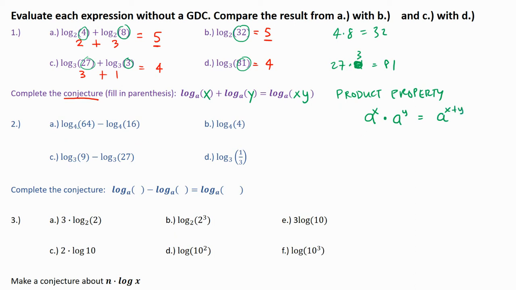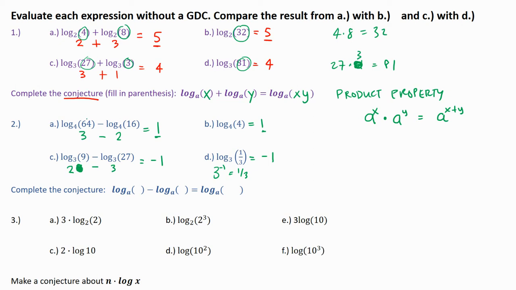Okay, number 2, log base 4 of 64 is 3 minus log base 4 of 16 is 2, so this expression equals 1. And then log base 4 of 4 is also 1. And we keep going. Log base 3 of 9 is 3 minus log base 3 of 27, we just did that, is 3. Sorry, this one is not 3. 3 to the what power is 9? 2. So this expression is negative 1. And log base 3 of 1/3 is also negative 1. 3 to the minus 1 means 1 over 3. So now, this isn't a coincidence that these are the same.